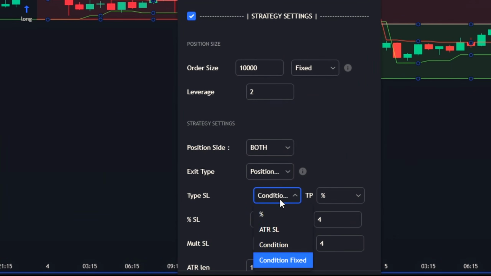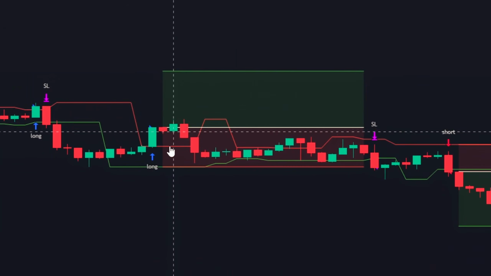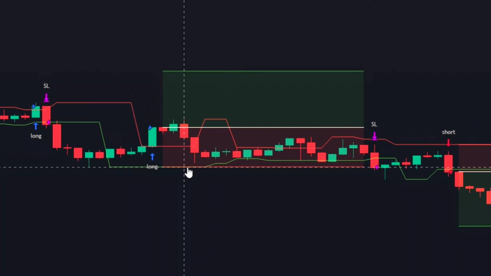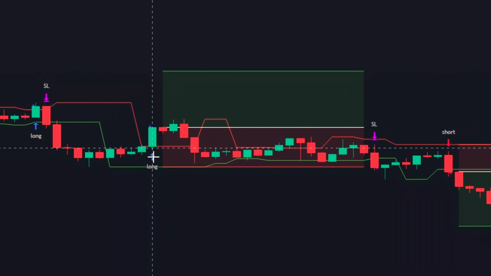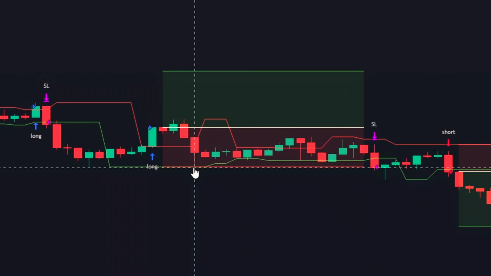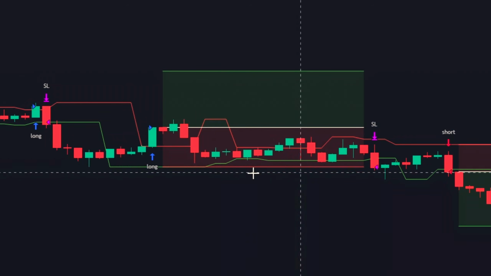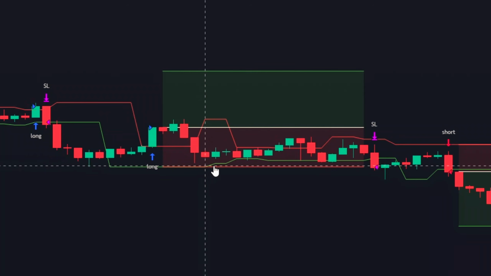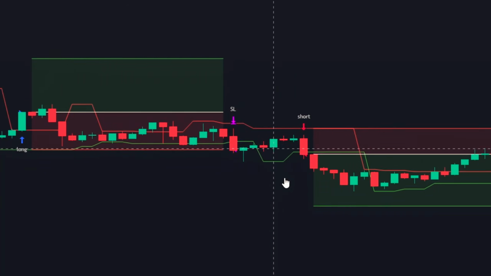Then we have a condition fixed stop loss, which basically doesn't follow the lower band, but is just based on the lower band at the time of the entry condition. As you can see here, we have a long position, lower band, and the stop loss will always be at this level. Even if the lower band gets higher or lower, this stop loss will always be at the same level. And same for a short position.